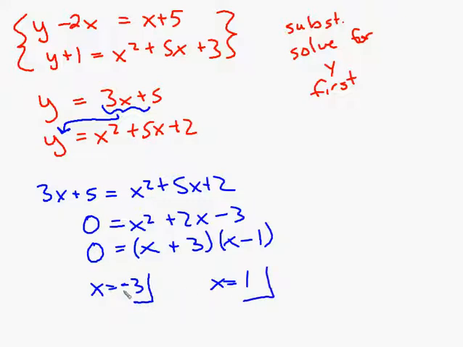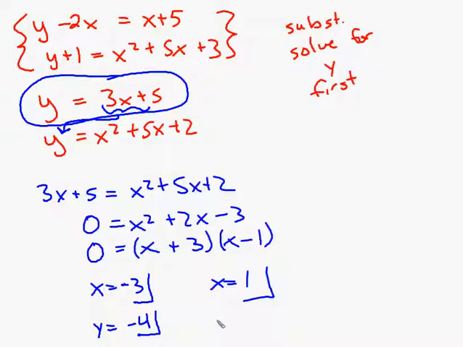And then one at a time, I put them back up. Now I'm going to go ahead and use this right here. So my y will be negative 9 plus 5, which is negative 4, I believe. And right here, I put in the 1, which is going to give me 8. So my answers are 1, 8, and negative 3, negative 4.